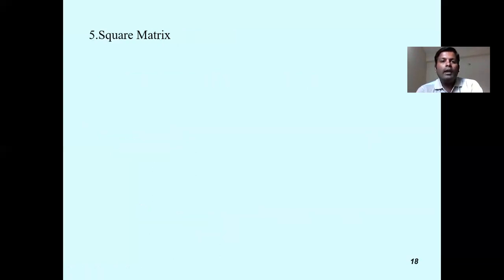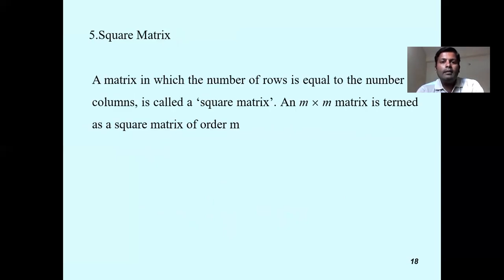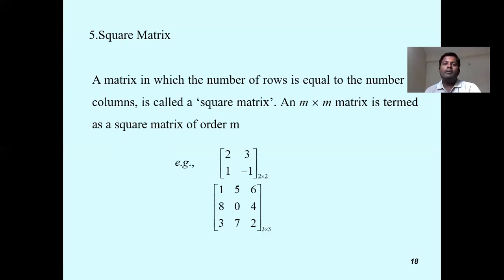Next, square matrix. A matrix in which the number of rows is equal to the number of columns is called a square matrix. You see the example. How many rows are there? 2 rows. How many columns? 2 columns.